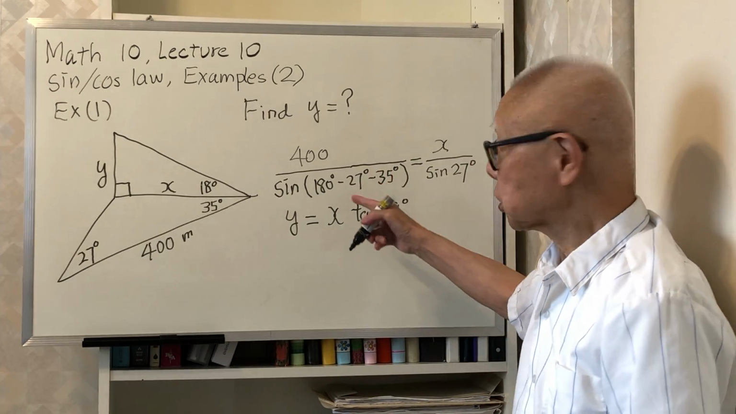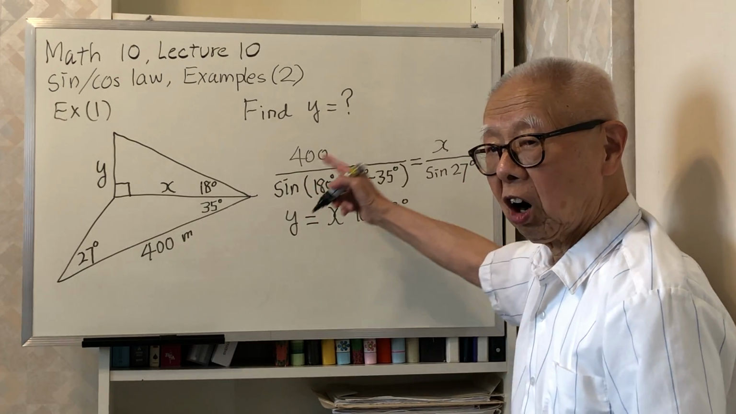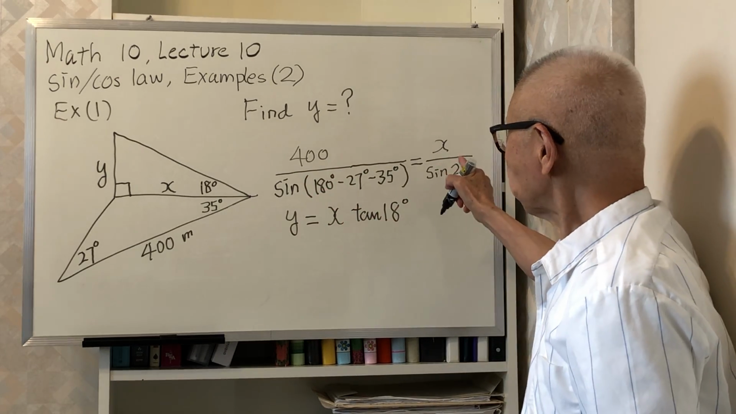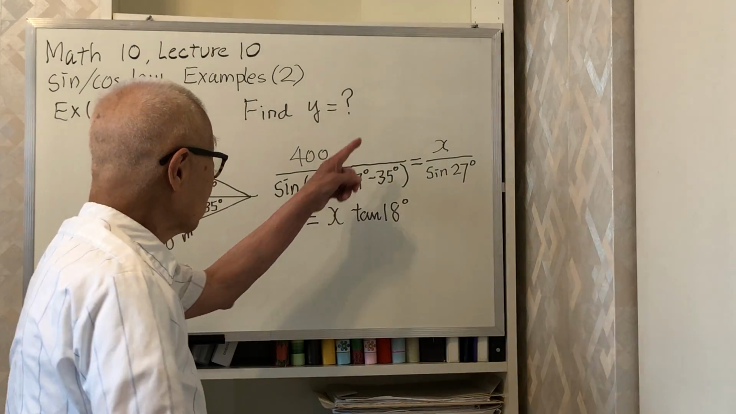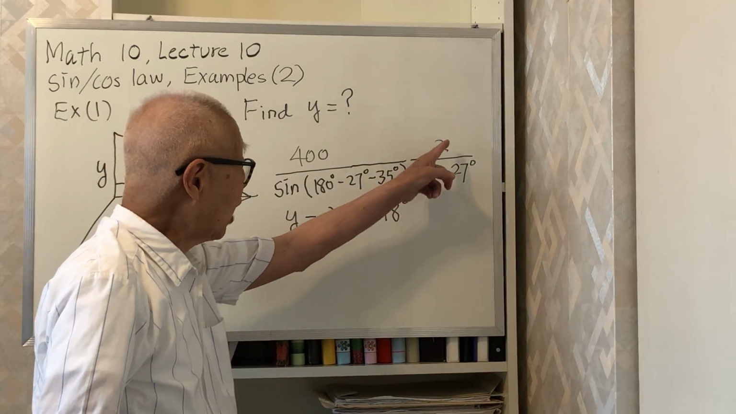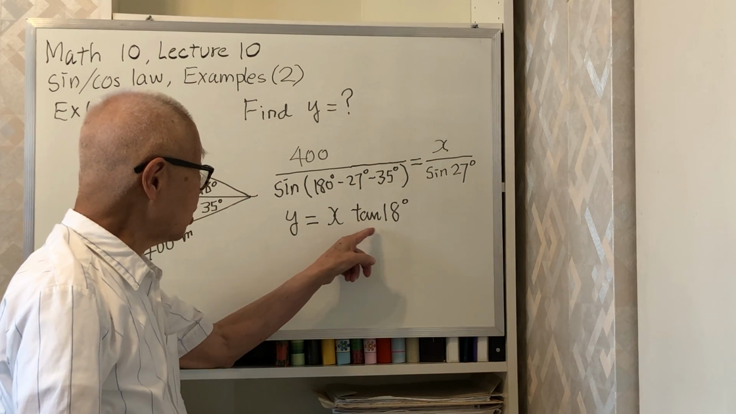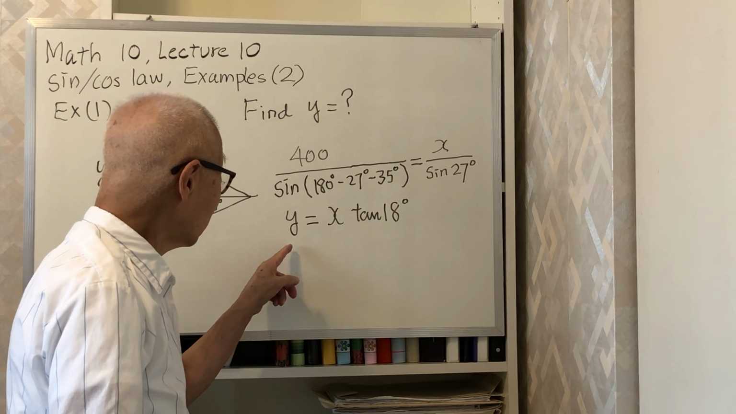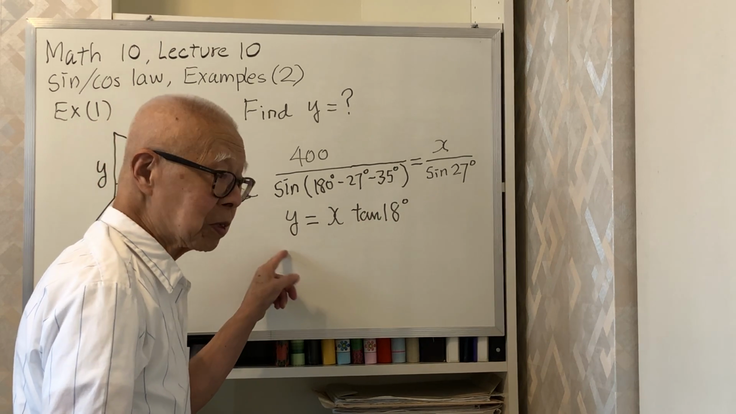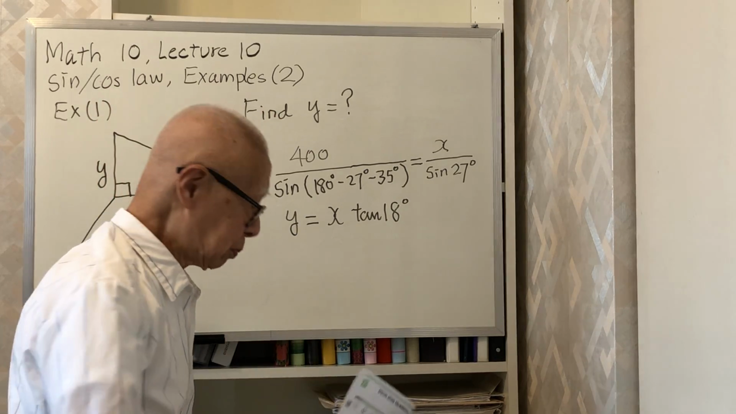So this is what I have. From the sine law, I find x. From the definition of tangent 18 degrees, once I have x, then I can have y. So this is how you find the unknown y.